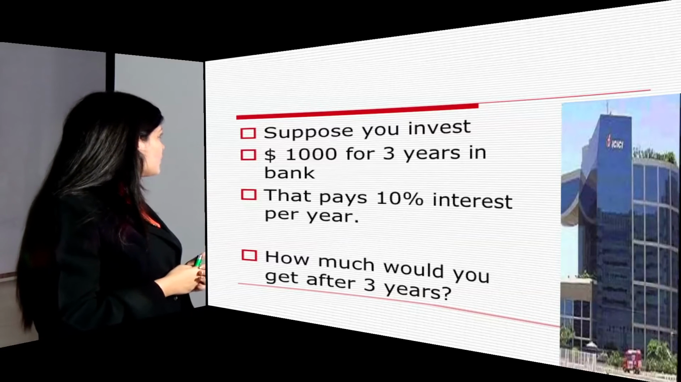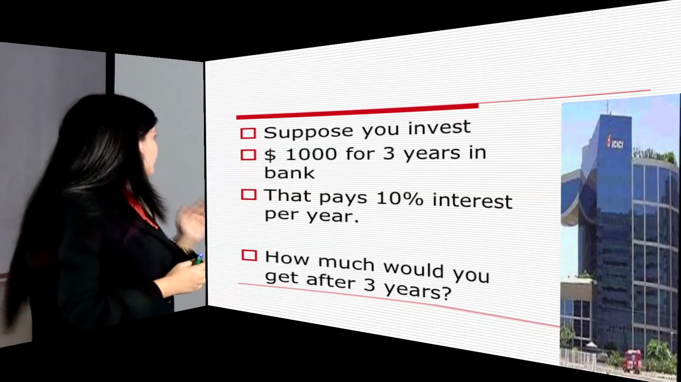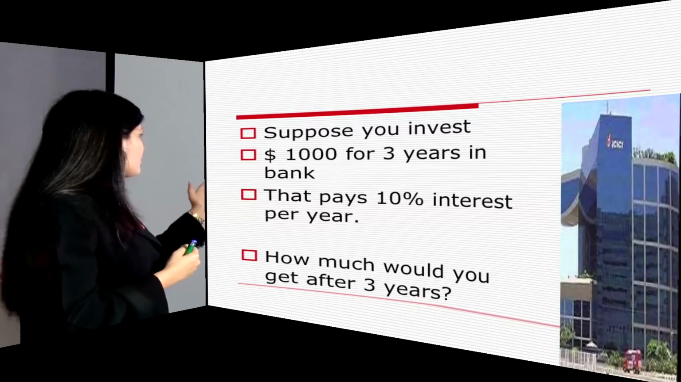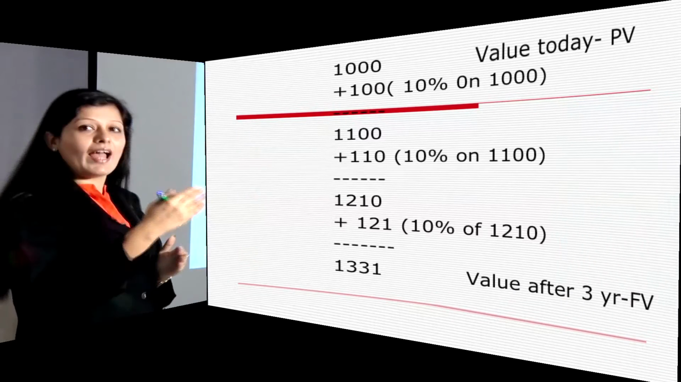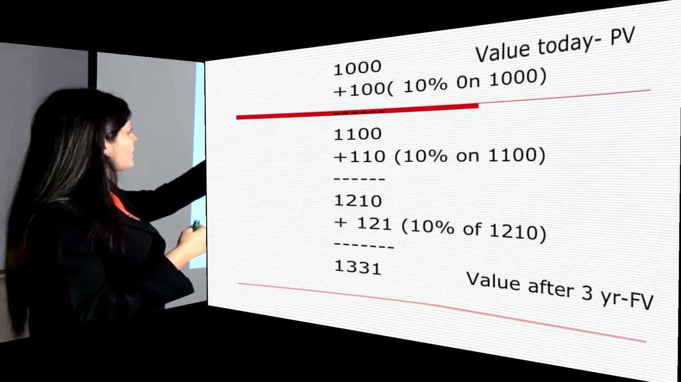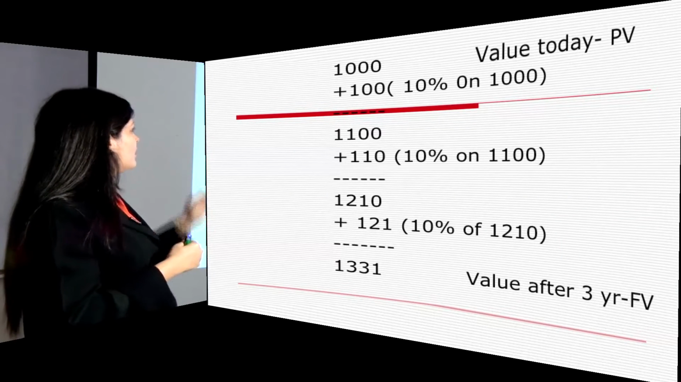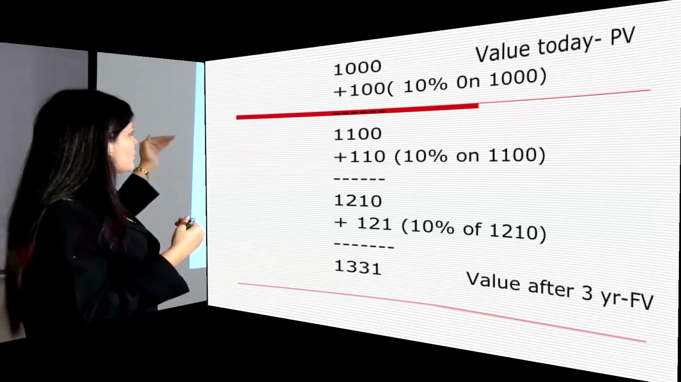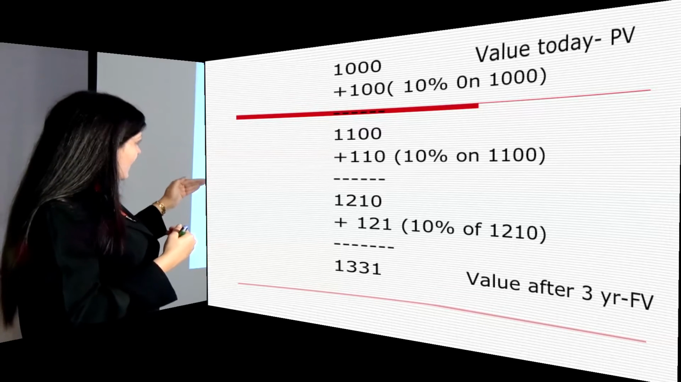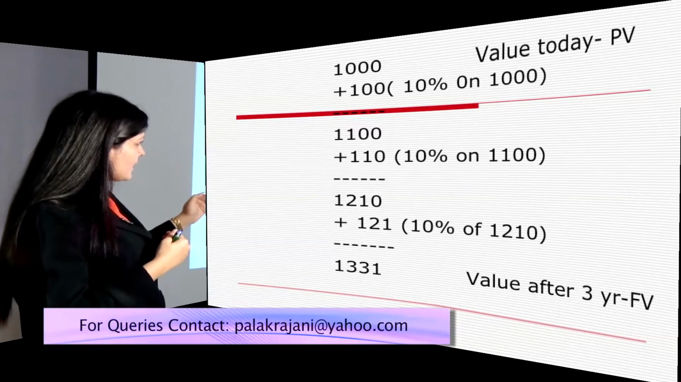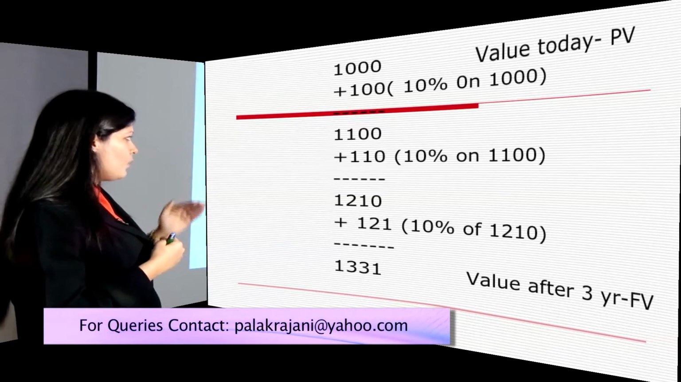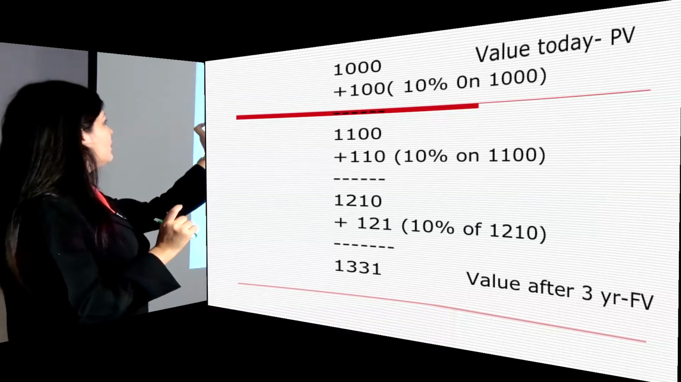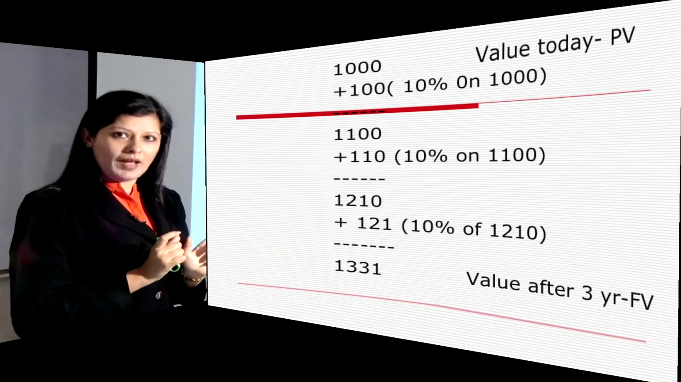Suppose you invest $1,000 for 3 years in a bank that pays 10% interest per year. How much would you get after 3 years? 1,000 is the value today. You add 10% on 1,000, which is 100. That gives you 1,100. On that 1,100 we add 10%, so 110, and we get 1,210. On that we add 10%, and we get 1,331. This 1,331 is the future value and 1,000 is the present value.